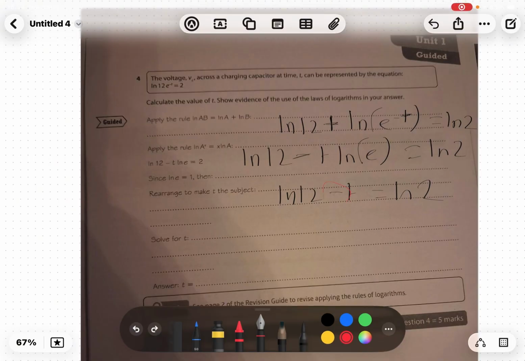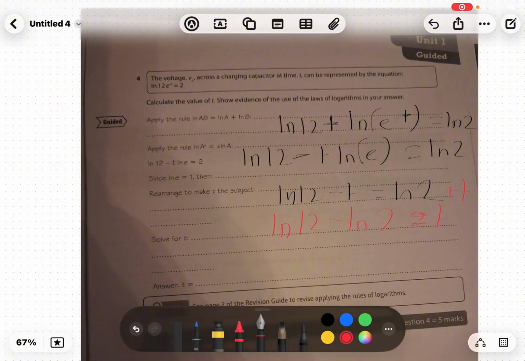So we could have used the law, like making this a division, but no, because we're going to use it later, don't worry. After that, we're going to move the t to make it positive, and then we're going to move this. So what we're going to have at the end is 12 take away ln2 equals t.